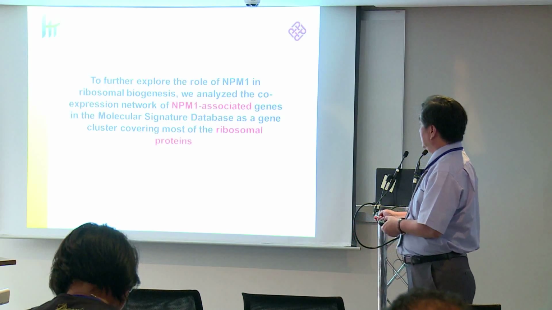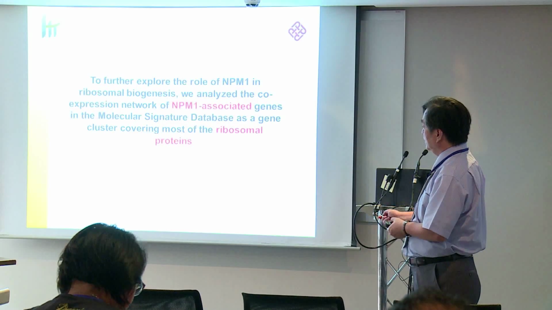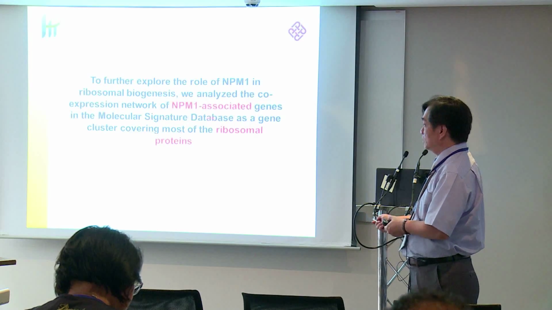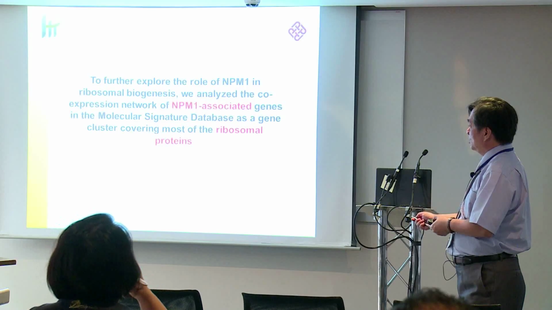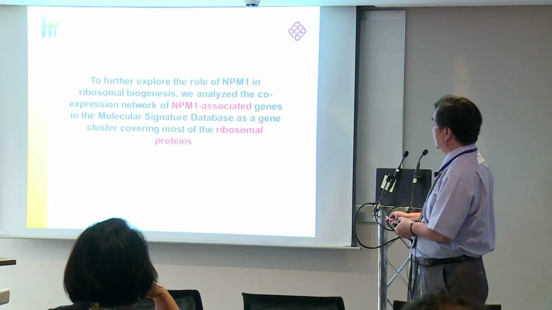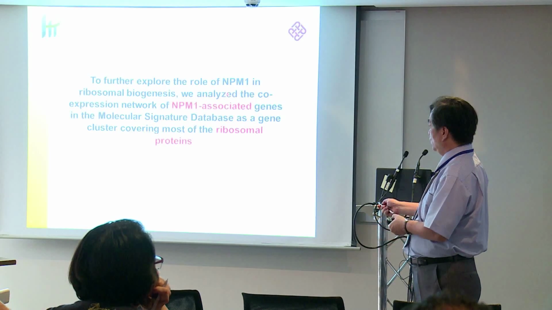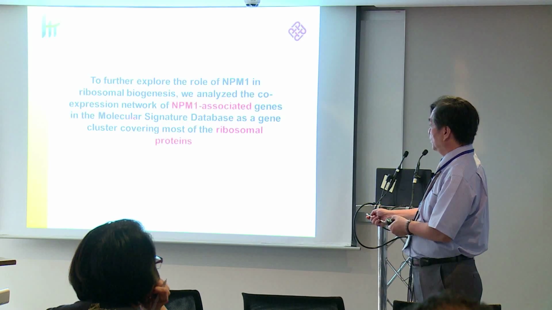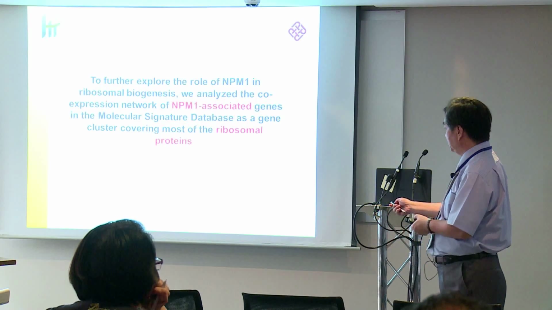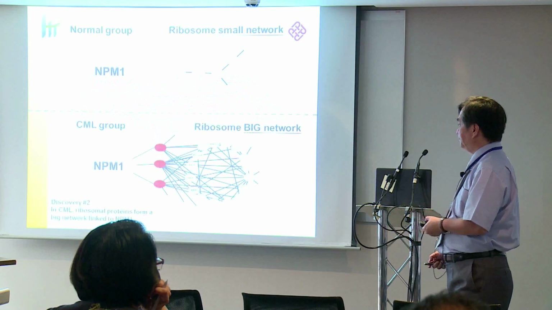To further understand NPM1, as we know, this is a nucleolus protein. It translocates from the nucleolus to the nucleoplasm, back and forth. A lot of studies show NPM1 is involved in ribosomal biogenesis. So we try to look at the role of NPM1 in ribosomal biogenesis. We analyzed the co-expression network of the beta-20 associated gene set in the molecular signature database as a gene cluster covering most of the ribosomal proteins.